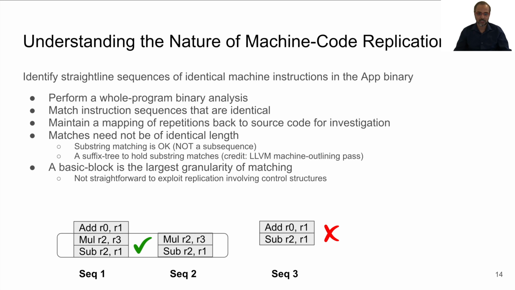We use a suffix tree to hold the substring matches. A basic block is the largest granularity of a match. We do not go beyond a basic block because it is not straightforward to remove replicas involving control structures.